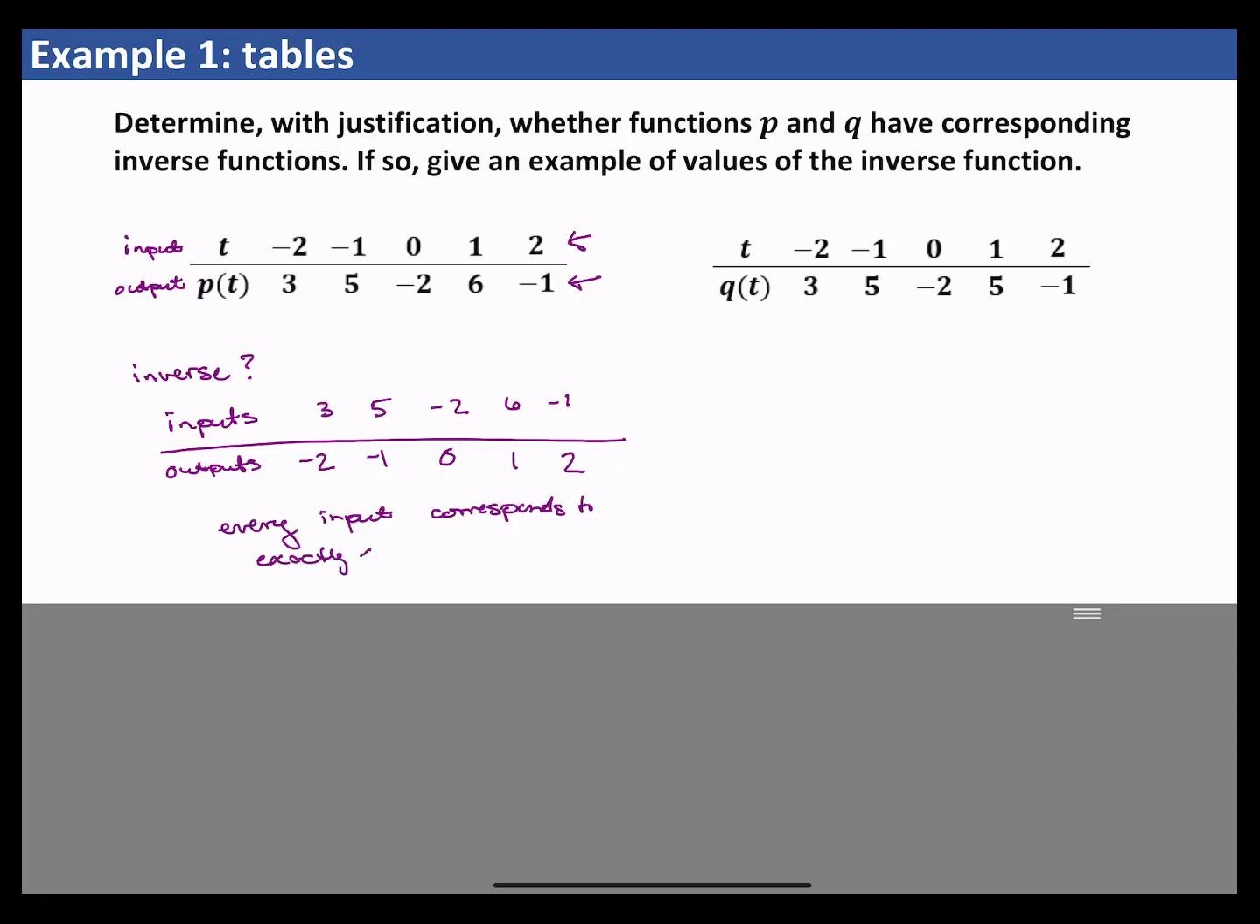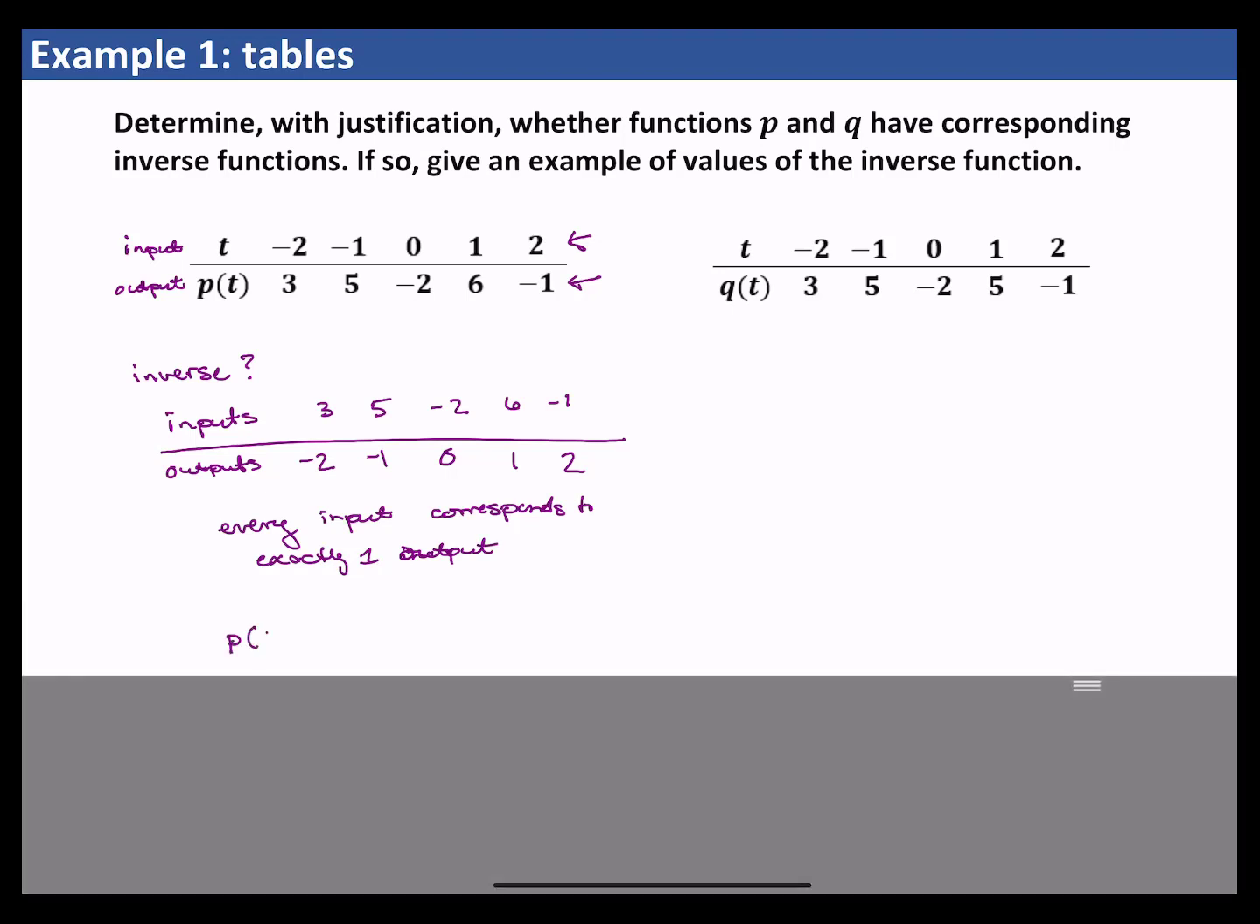And from our previous knowledge, we know that if p of 1 equals 6, then we can also say that p inverse of 6 equals 1. So that's our example of a value on the inverse function.